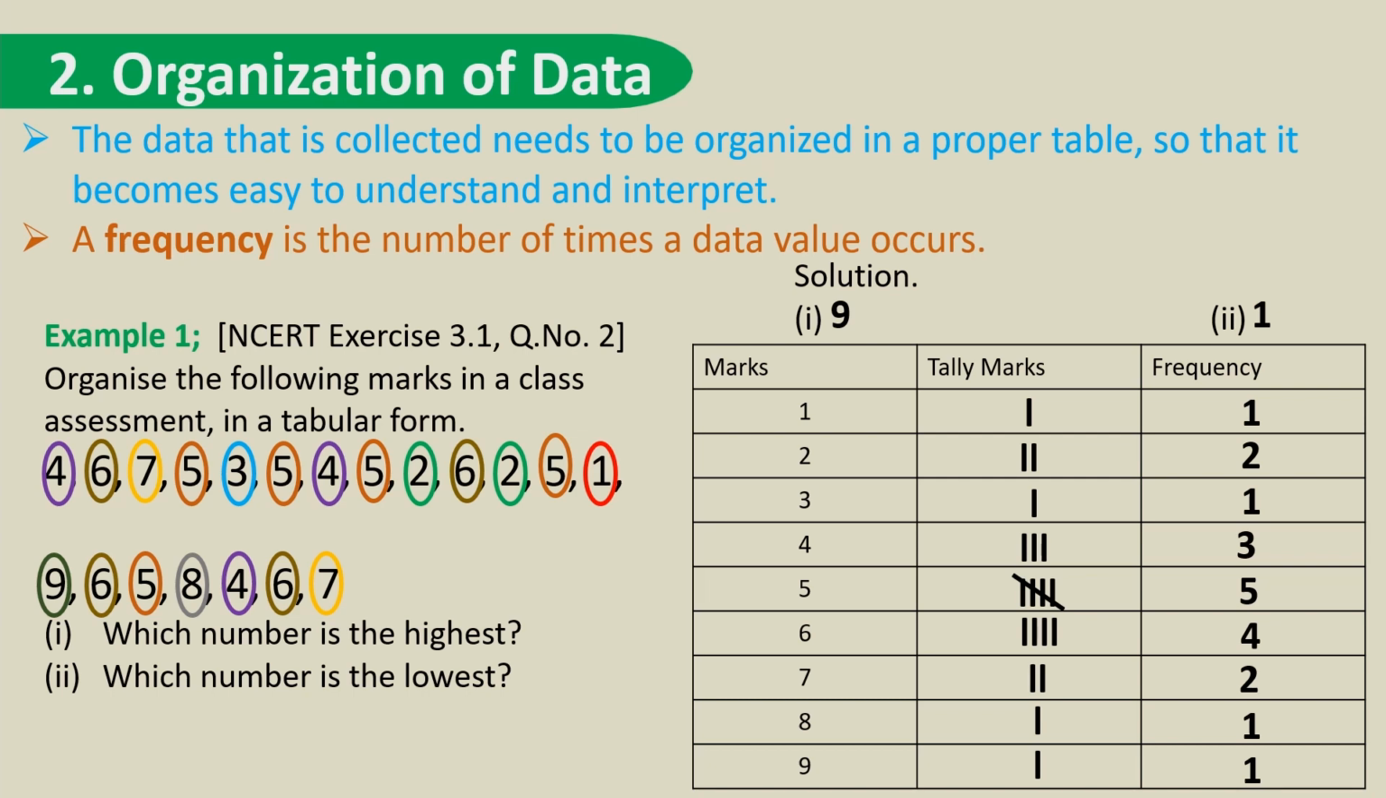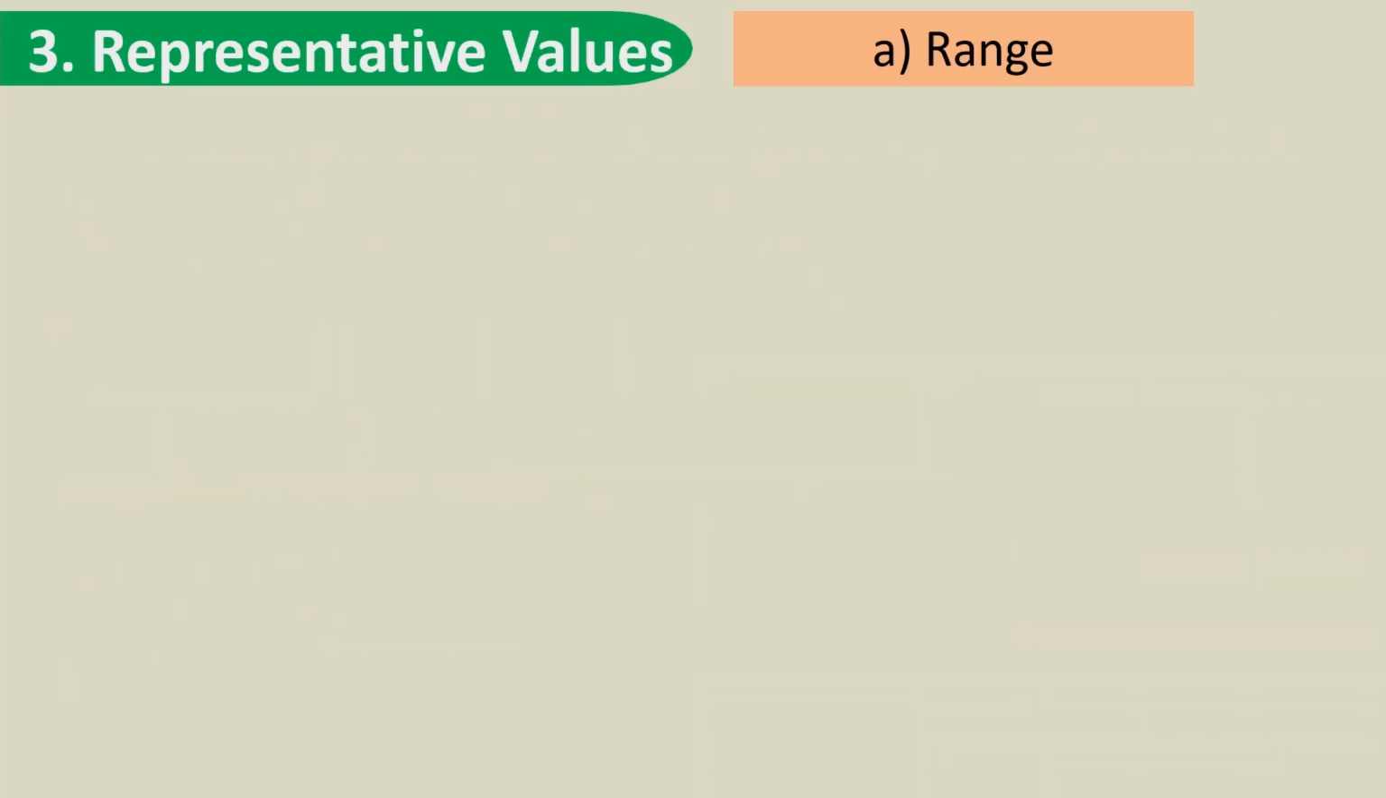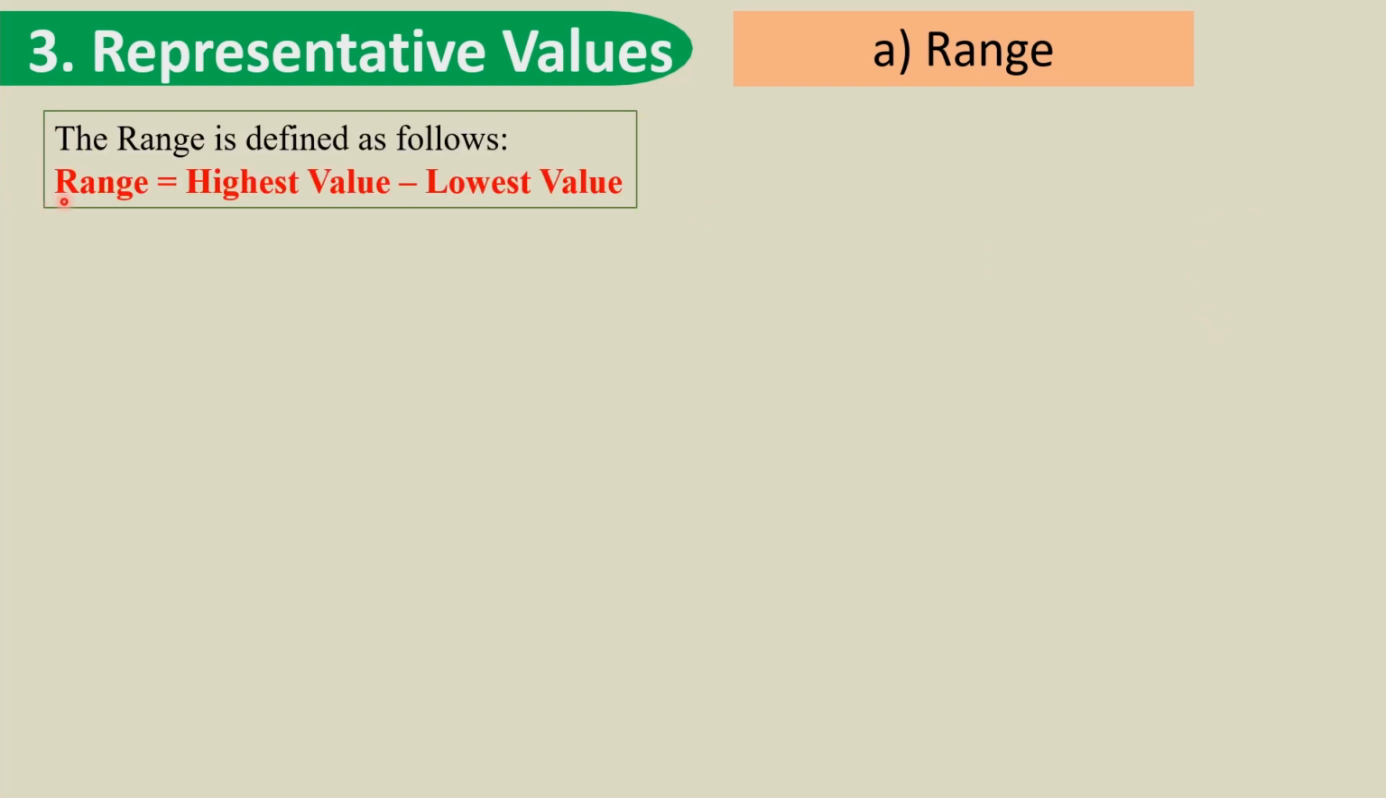Now from this organization we can get some representative values, or without organizing also we can find the representative values, which we are going to see. First one is range. How to find the range of the data? First we need to define what a range is. Range is nothing but highest value minus lowest value. If you get data, find the highest value and lowest value, as we did in the previous example, then subtract the lowest from the highest, and we will get the range of the data.